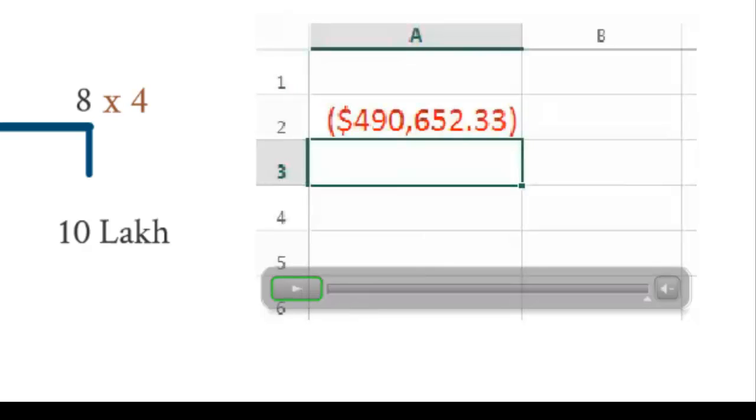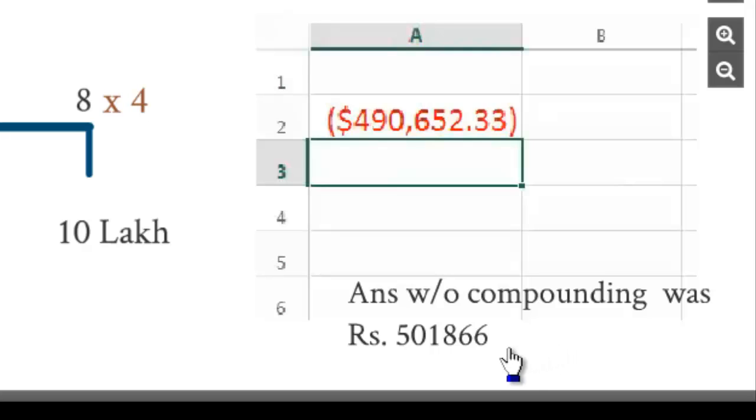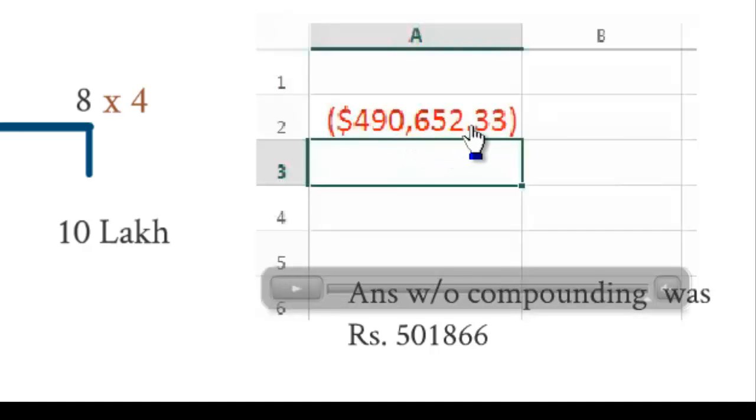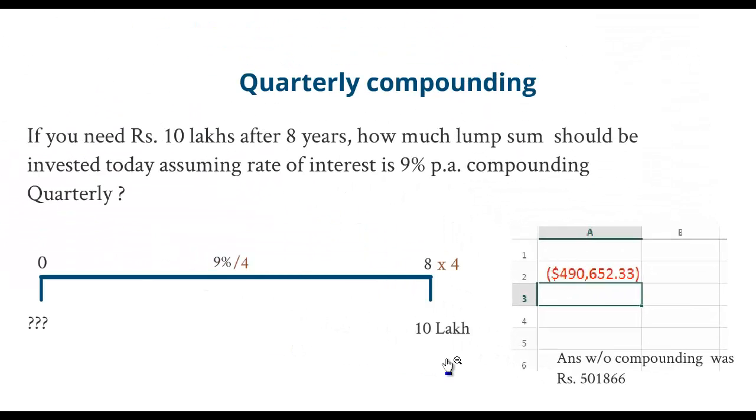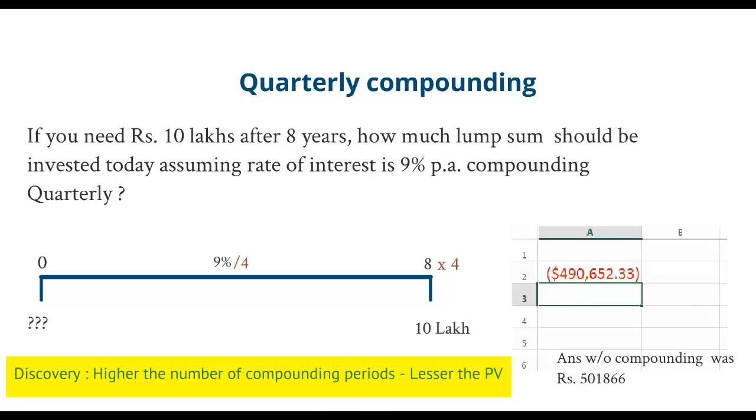4,90,652. So what is it? Is it lesser? Obviously less. Right? So our answer without compounding was 5,01,866 and now our answer is 4,90,652. This is the magic of compounding more number of times. Right? So higher the number of compounding periods, lesser the PV required.